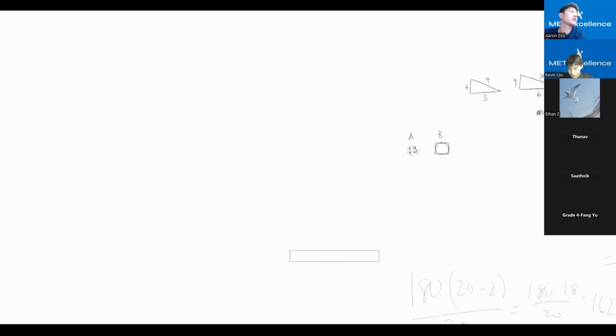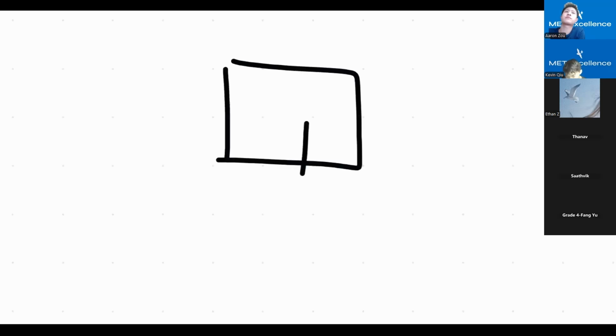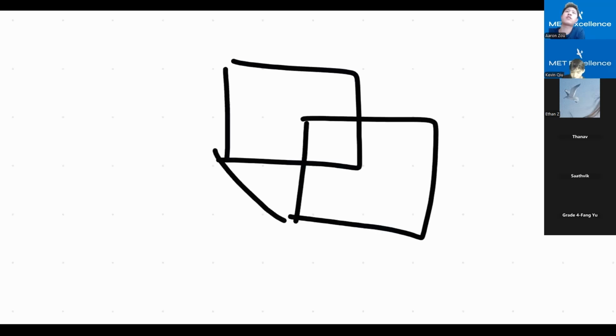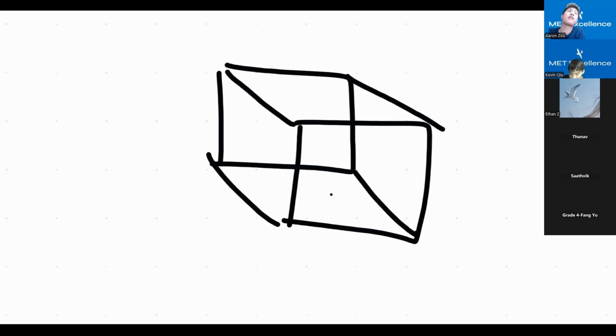Now let's briefly cover surface area and volume, since we are running a little bit late. Surface area is for 3D shapes. We know 3D shapes, like a cube. If we have a cube over here, the surface area of the cube is the area of all six sides added together. And that's exactly how you would calculate it.